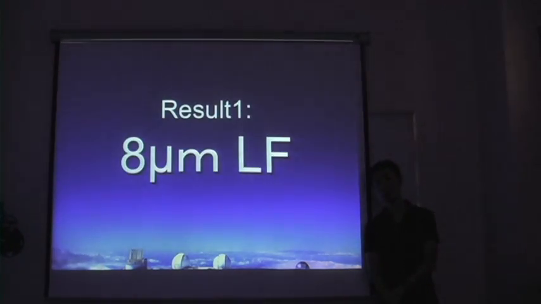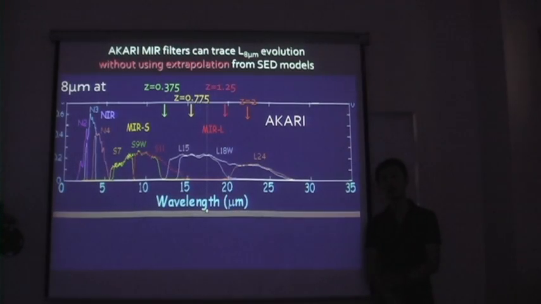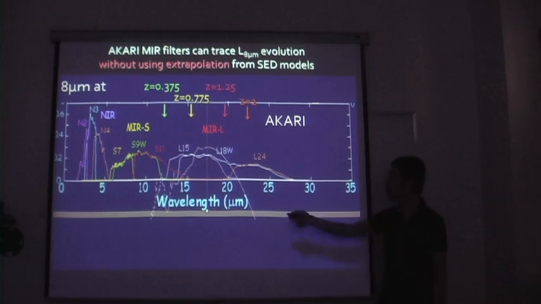I showed the result from the 8 micron luminosity function. 8 micron is an important wavelength because it is dominated by strong PAH emission, which is an indicator of star formation activity. What's nice about AKARI's 9-band mid-infrared imaging is that no matter what redshift your 8 micron feature is at, because the filters are continuous, one of the filters can capture the 8 micron emission directly.